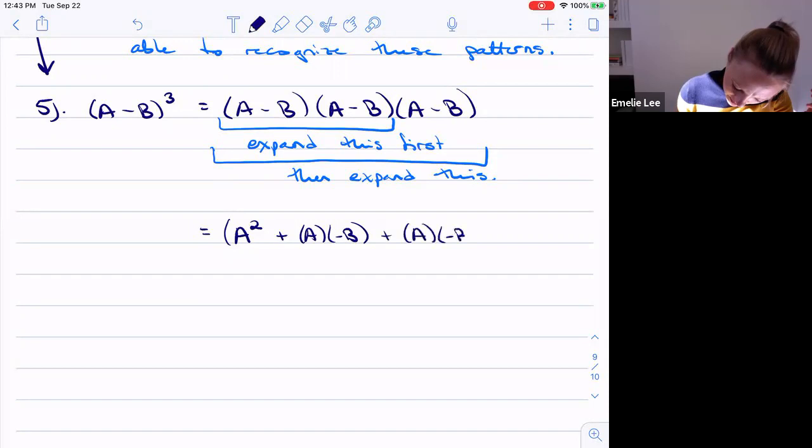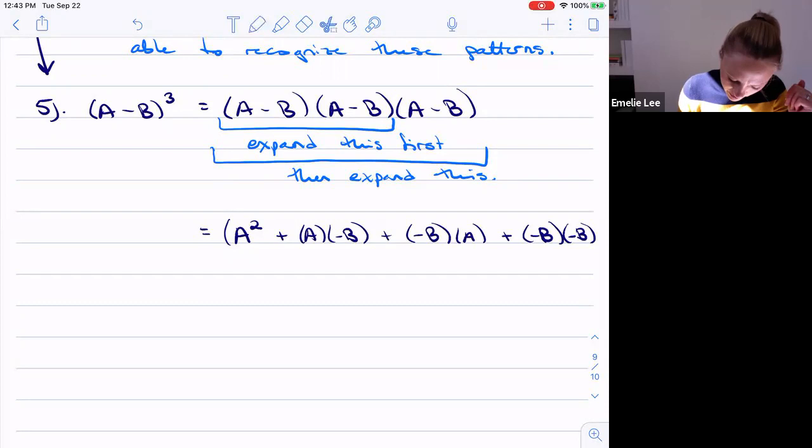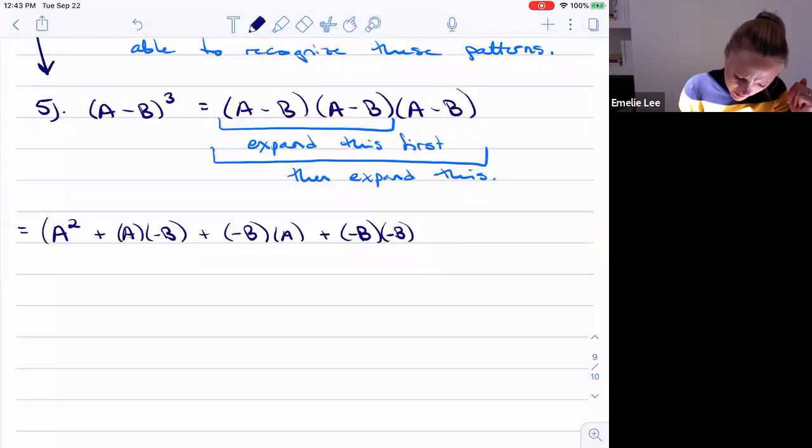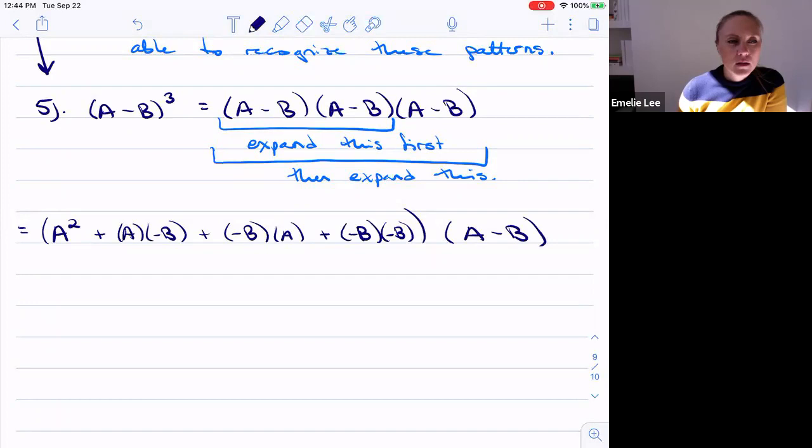Maybe just show where it came from. Okay, fine. Negative b times a, and then plus negative b times negative b. I'm going to need more space here, so I'm going to scoot this over. I know I said to stack your equal signs, but I want to have it on the same line. Times a minus b. So this here inside these brackets, that's my first two expanded, and then here's my third polynomial.